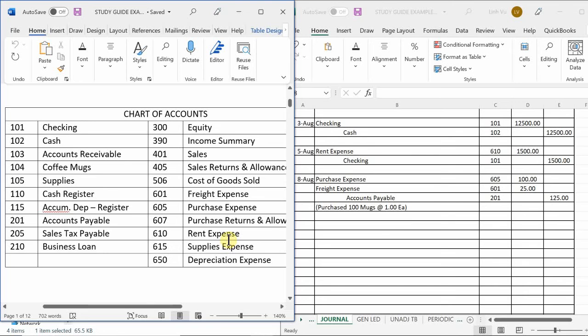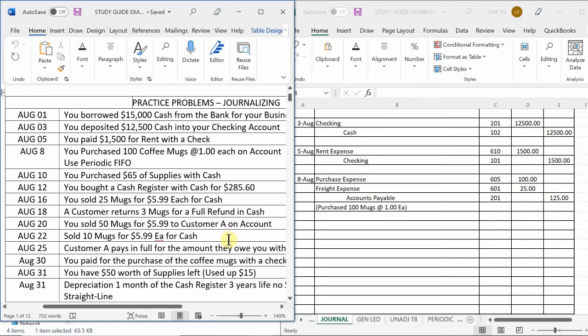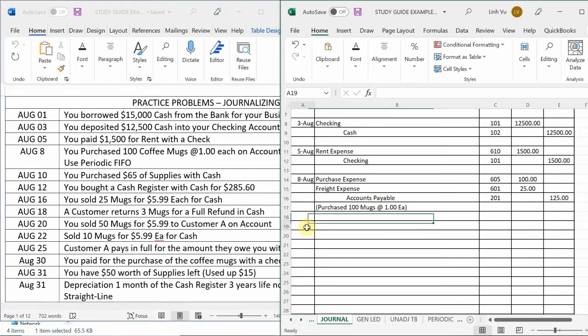So usually at the end of the accounting period, when you count how many inventory items you have left, right? That's the same idea right here. In this case, I bought $65 worth of supplies and I paid with cash. Supplies is 105, cash is 102.